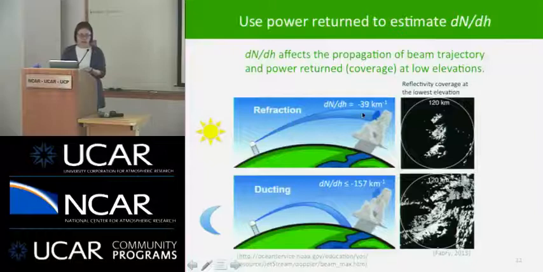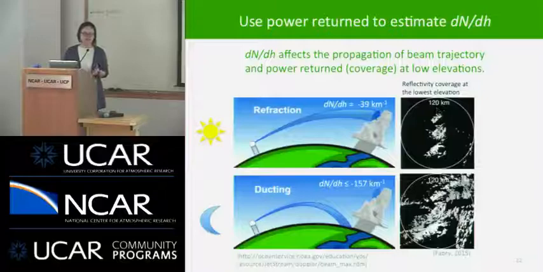So here you can reach the targets within this elevation, but in the nighttime, the beam will be ducted to the ground. So you will have some patterns in the reflectivity coverage of the lowest elevations, with larger coverage in the nighttime than in the daytime. But this is a more qualitative description of the DNDH variations, using the coverage of the reflectivity. So for quantitative use, how do we estimate that?